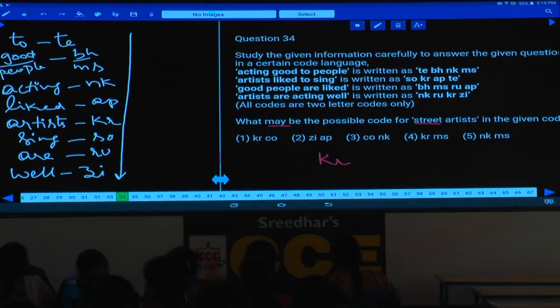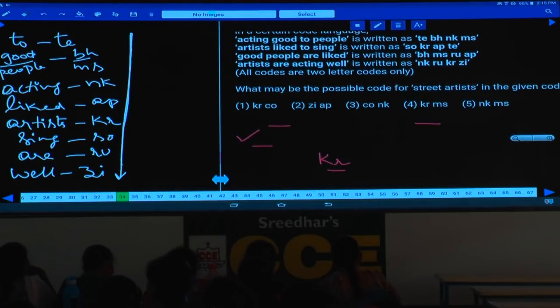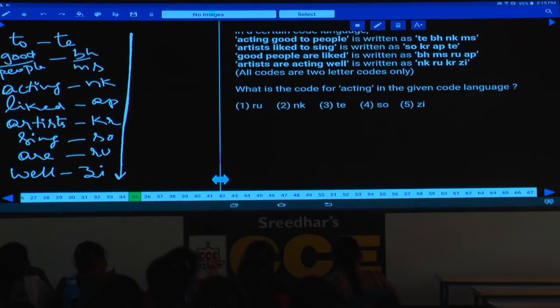KR and street. Now choice one, KR, CO. Tell me whether CO can be the code for this street or not. Yes, why? Because here CO is nowhere present in any one of the given codes, and the code for this one could be KRCO, that is choice 1. Then question number 35, what is the code for acting? And the code for acting is NK, that is given in choice 2.